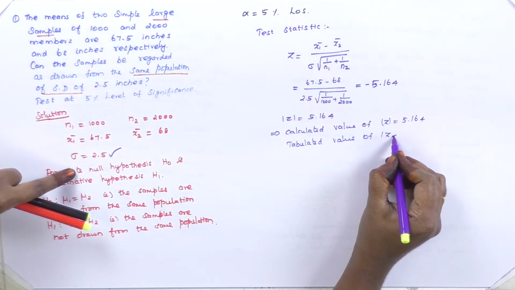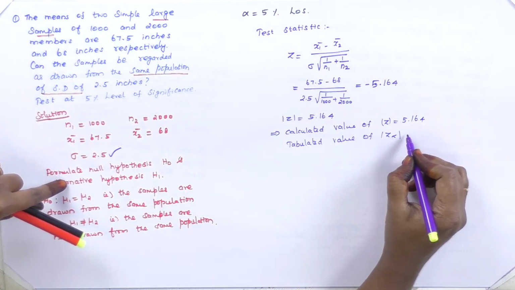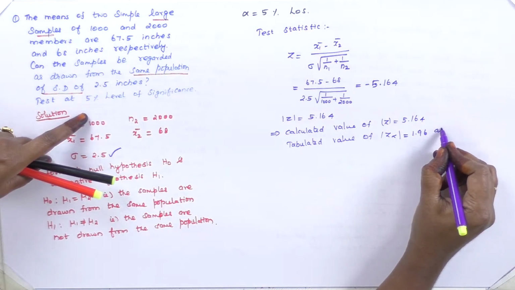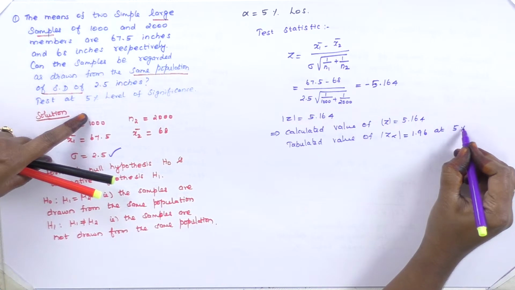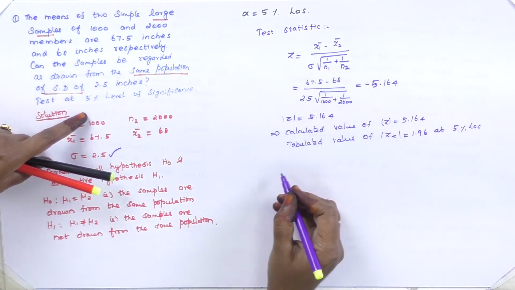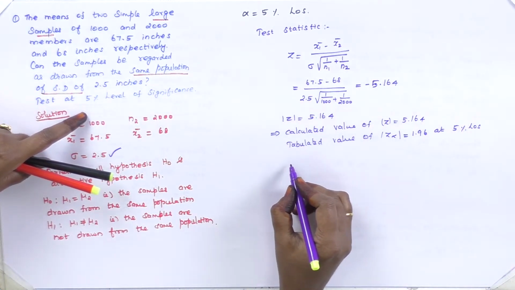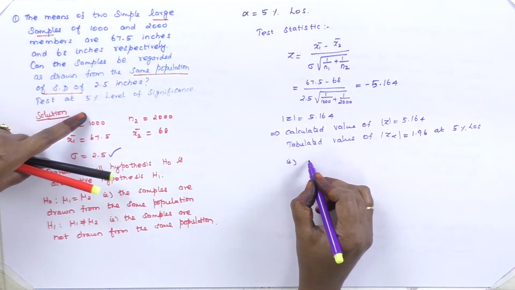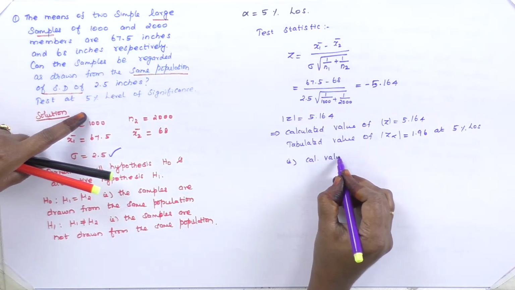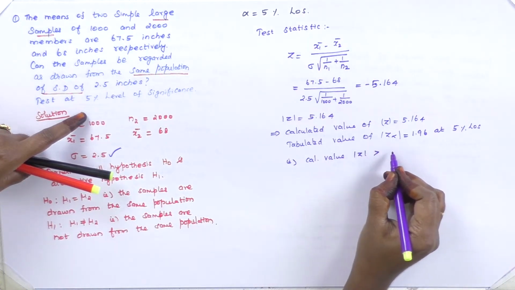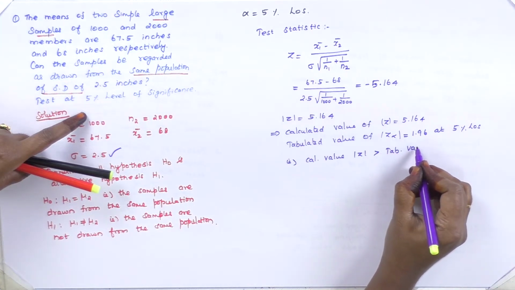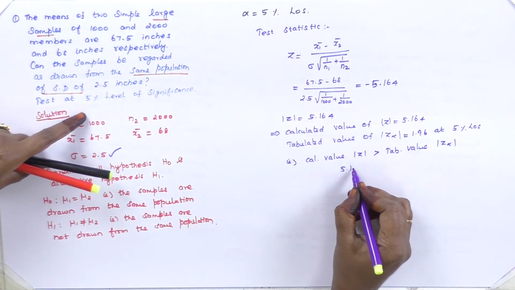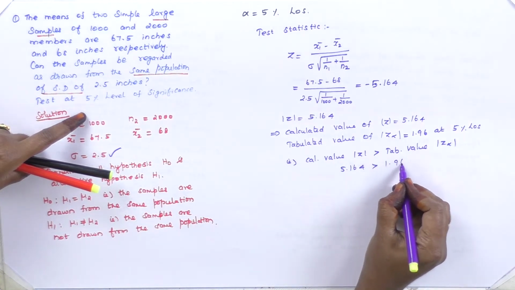Next, we choose the tabulated value of modulus of z alpha. For 5% level it is 1.96 at 5% level of significance. Now comparing these two, the calculated value is greater than the tabulated value z alpha, that is 5.164 is greater than 1.96.